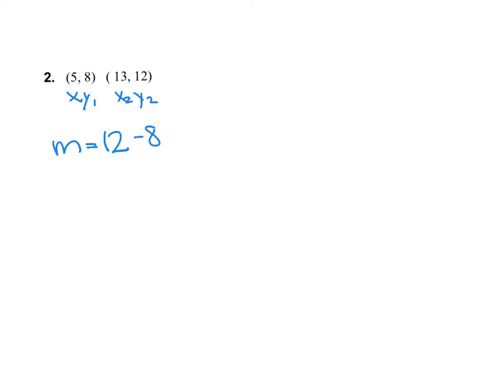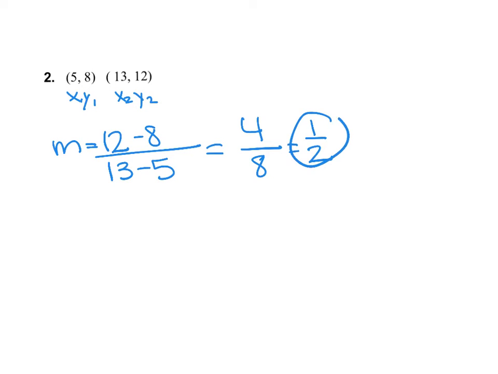y2 minus y1 all over x2 minus x1. So we have 4 all over 8, which can be simplified to 1/2. So we know we have a slope of 1/2. This is where I like to write down y is equal to mx plus b, and then I'm going to substitute in the parts I know. So I know I have a slope of 1/2. Now notice you've got 2 points here. It doesn't matter which point you take. You can take either one. I'm just going to take this 5 and the 8, but it does not matter. I could do the same thing with the 13 and the 12, and I'll get the same answer.